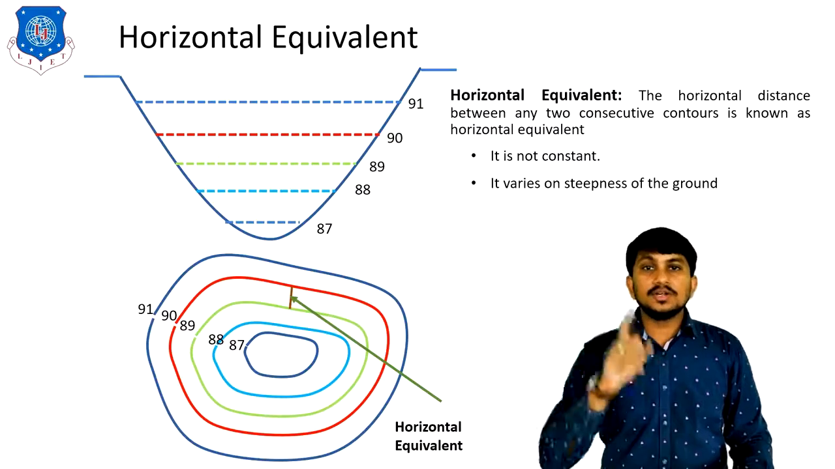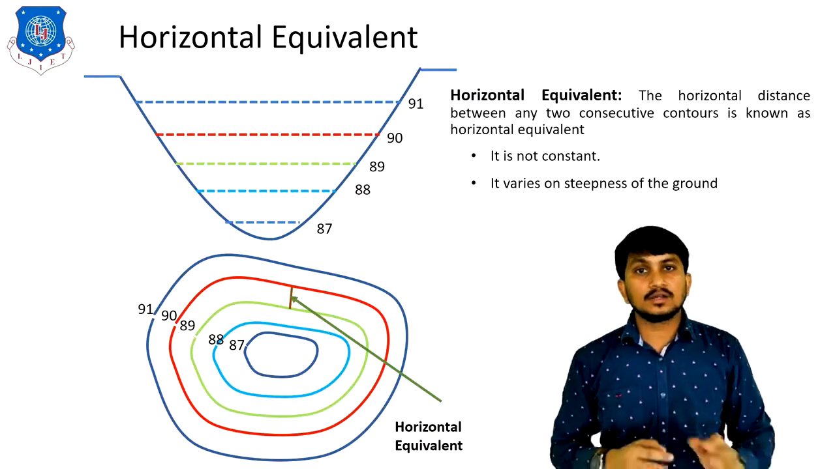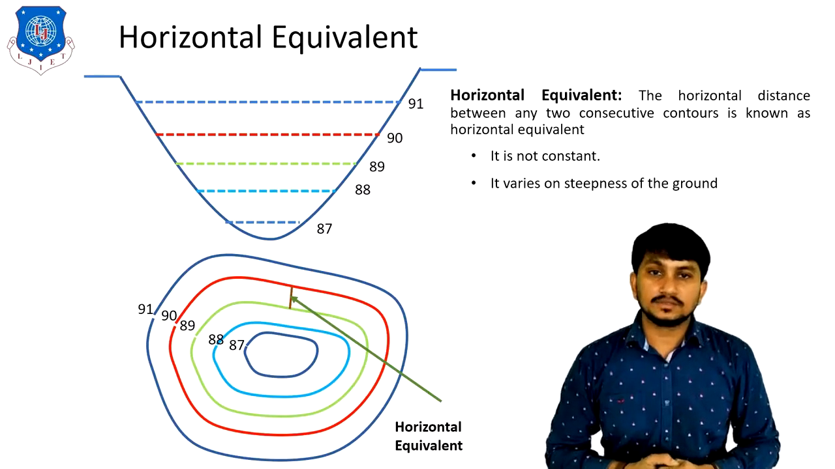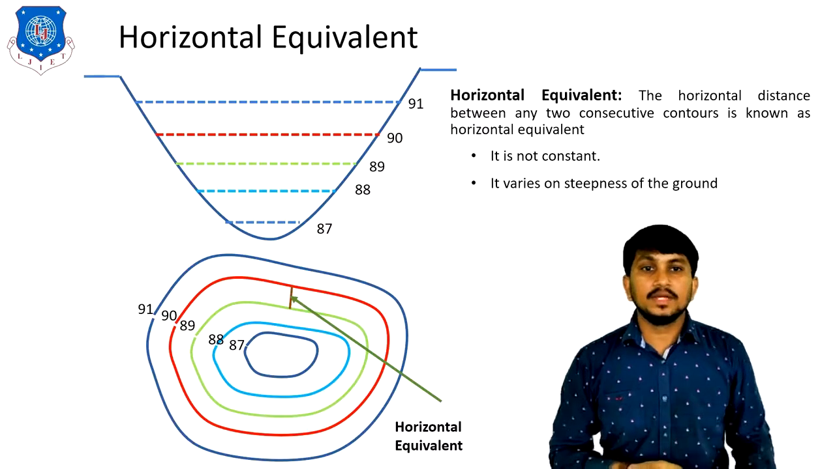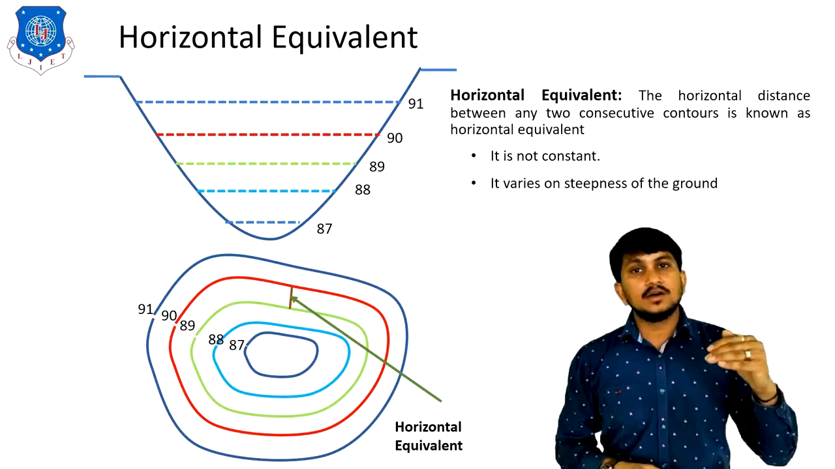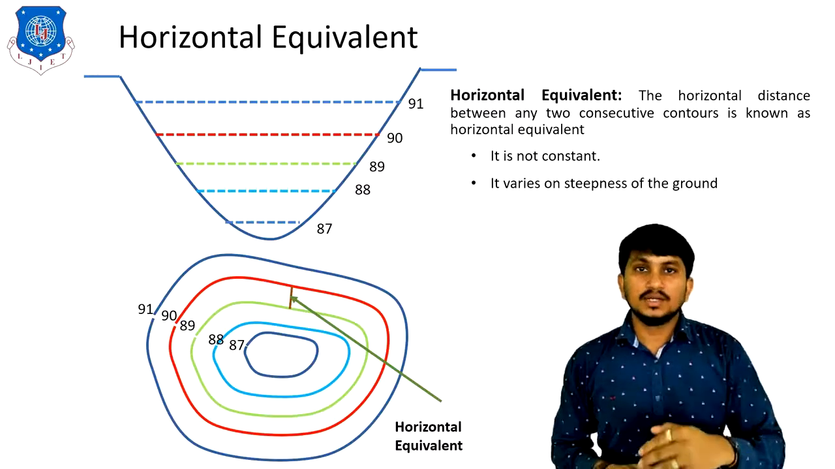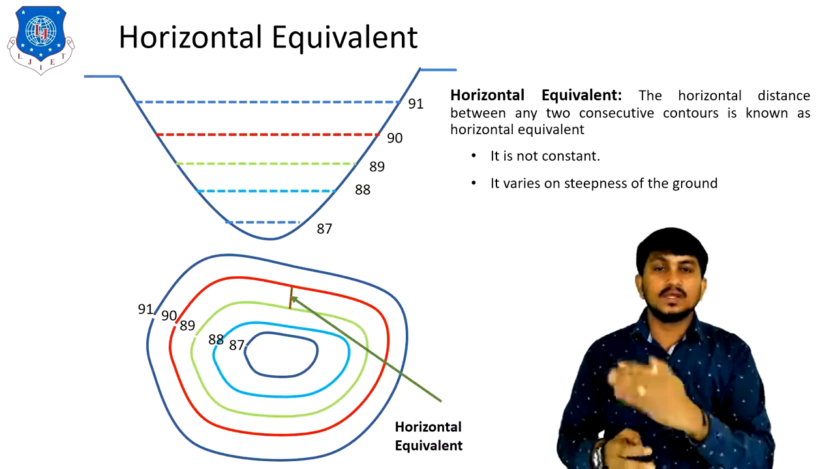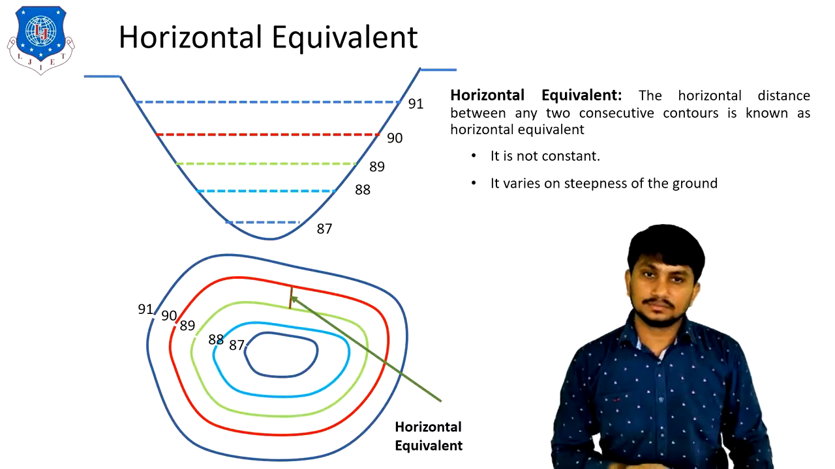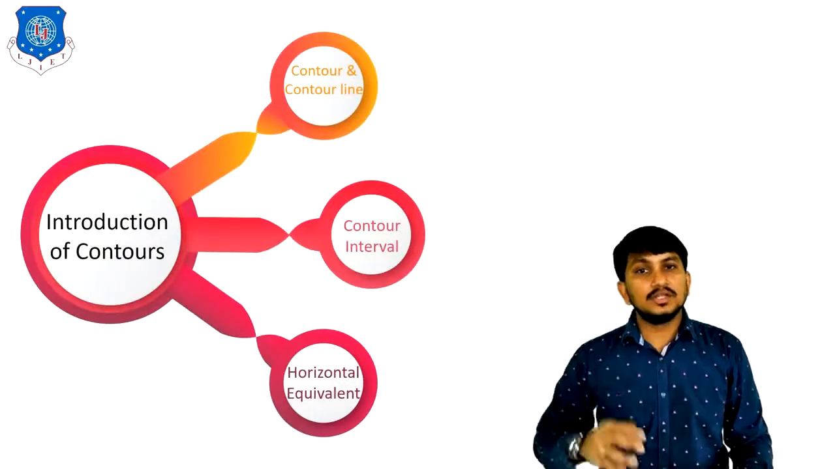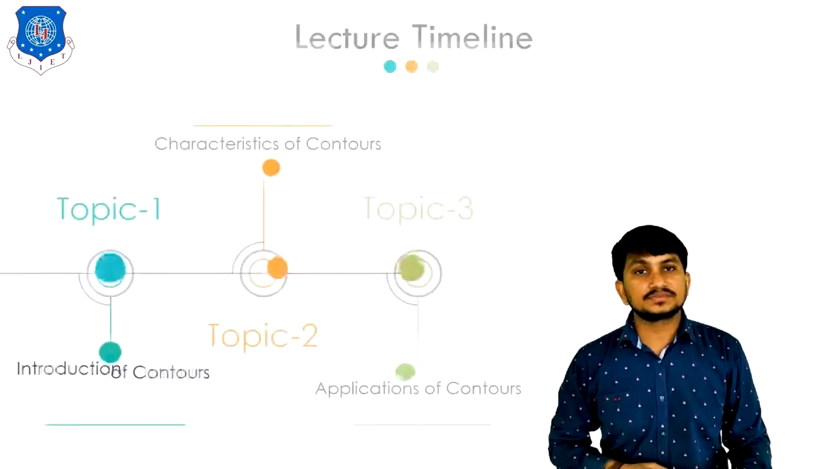The contour interval should be constant for the survey work, but the horizontal equivalent cannot be constant because of the ground conditions. It varies with the steepness of the ground. If the steepness of the ground is more, the horizontal equivalent will be less. If there is flat ground, the horizontal equivalent will be large. That's all about the introduction of contours.